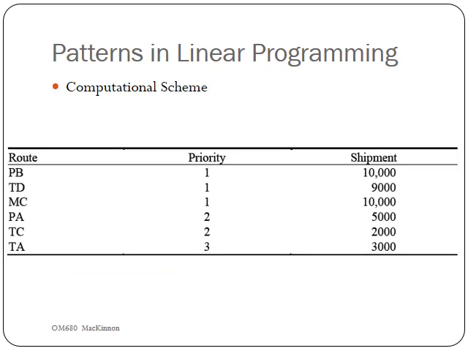Okay, so now we have our computational scheme, and take a look and see how it works. Don't be afraid to backtrack a little bit and watch this again, okay? You need to get your head around this. So now we have our first, second, and third priority routes listed. So PB is a first priority route. The shipment is 10,000. TD is 9,000. MC is 10,000. And so you can get these values right out of the solution. This is our computational scheme.